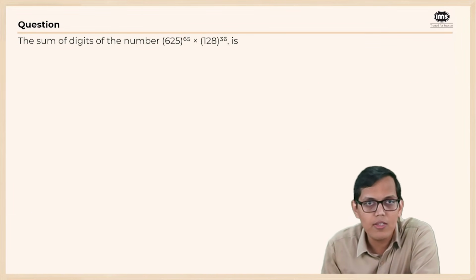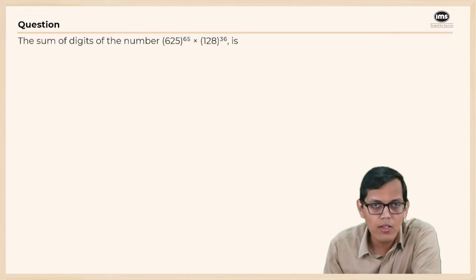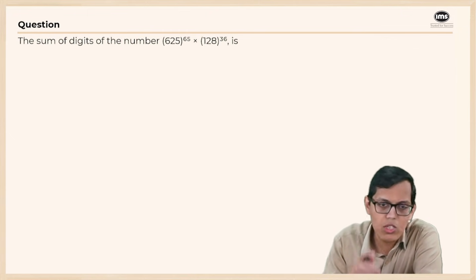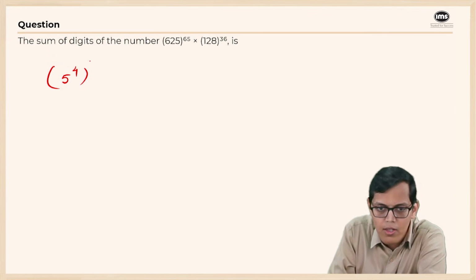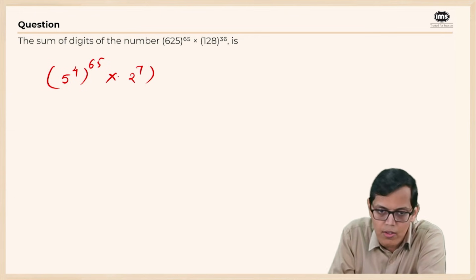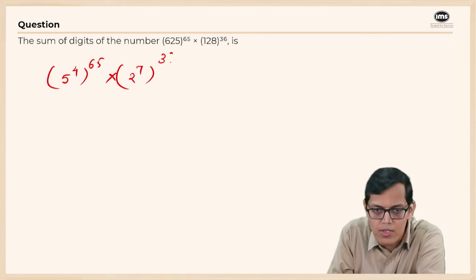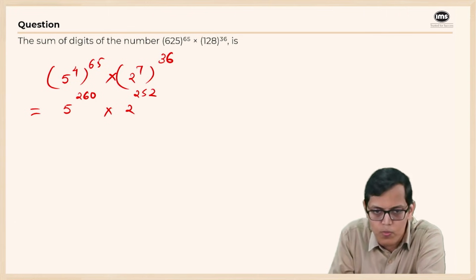The summation of digits of the number 625 raised to 65 into 128 raised to 36 is. Let's simplify both the numbers. 625 is made of 5s. 5 raised to 4, raised to 65 is the first part. 128 is made of 2s. 2 raised to 7 whole raised to 36. This can be further simplified as 5 raised to 260 into 2 raised to 252.